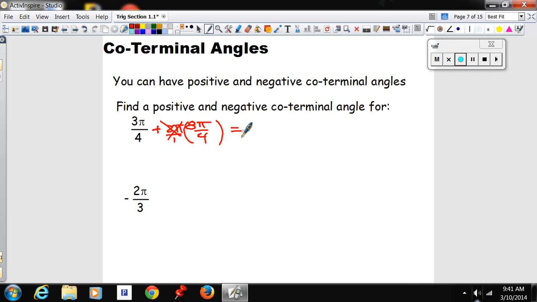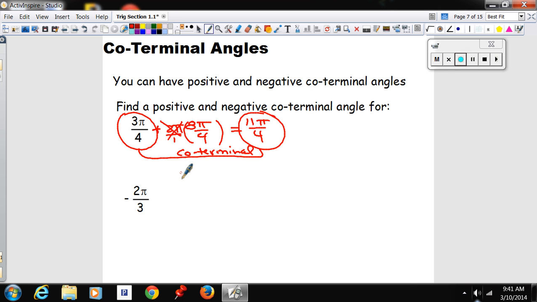Now I can add my 3 over 4 plus my 8 over 4. What's 3 plus 8? 11 pi over 4. That would be my coterminal angle to this one. These two are coterminal. That means they look identical.